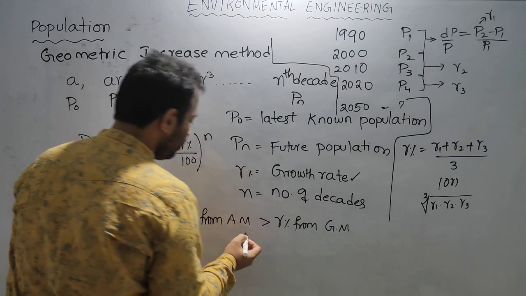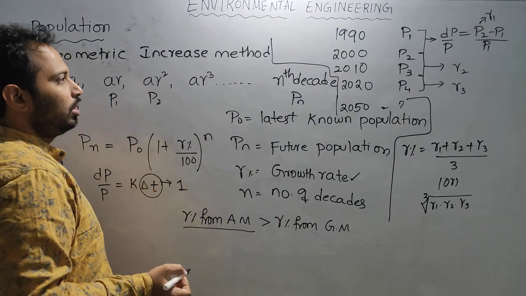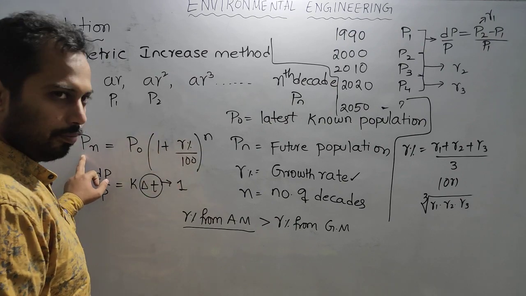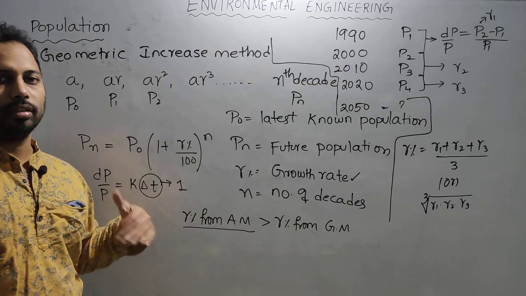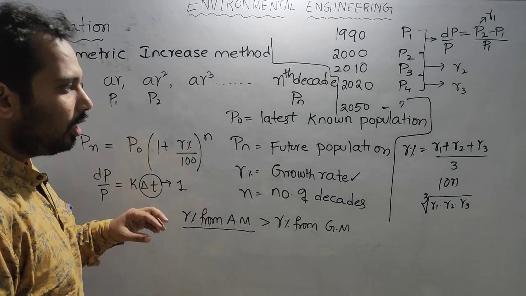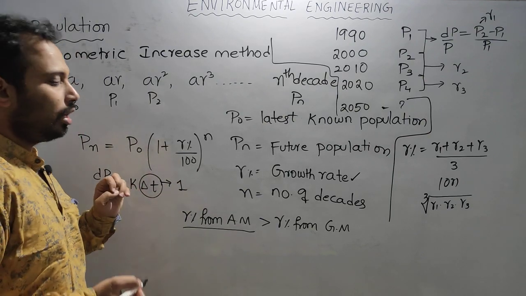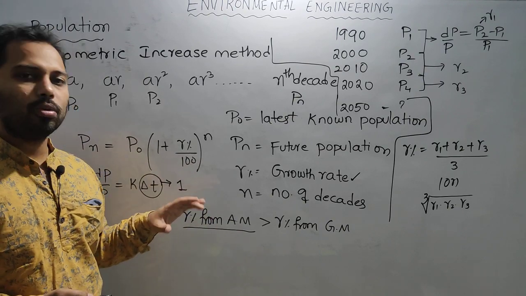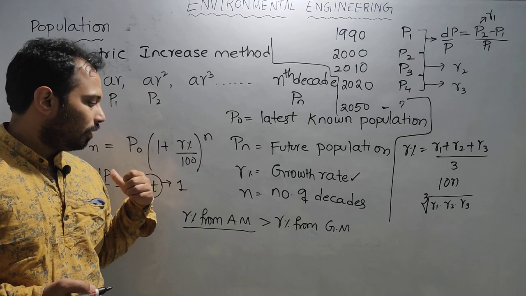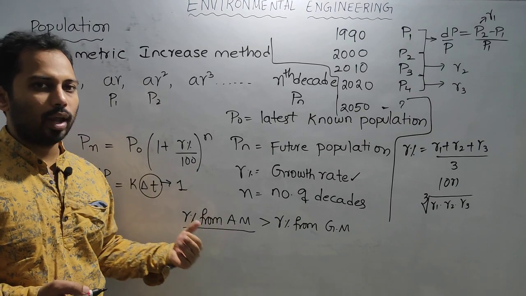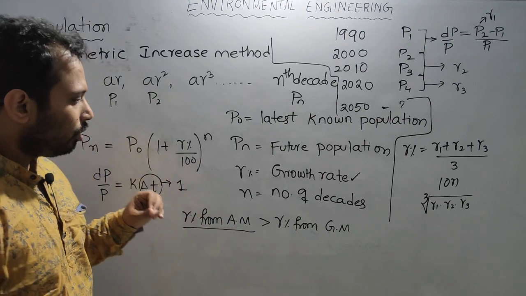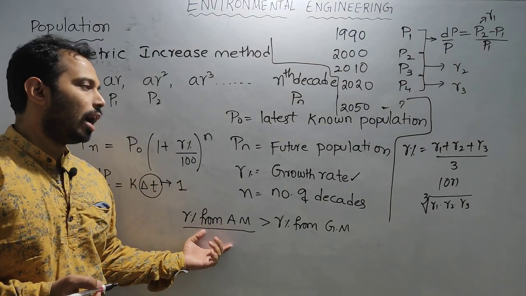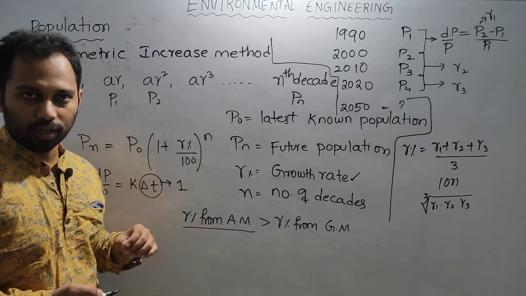Okay, so that means this R value will be larger. If I keep this larger value, it will give more population, so my design will be on the safer side. If I commit any errors in the calculation or forecasting of the population, they will somehow be rectified by taking a larger value of R. That is why, to be on the conservative side, we generally assume this R value from the arithmetic mean method.